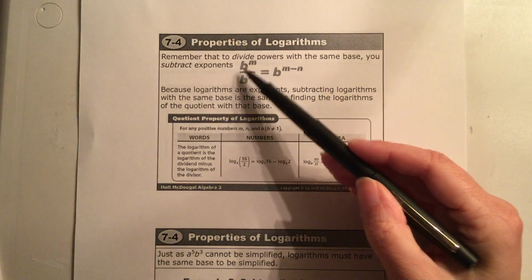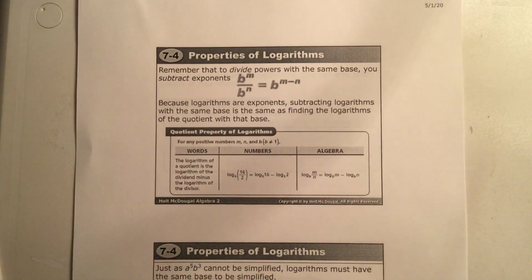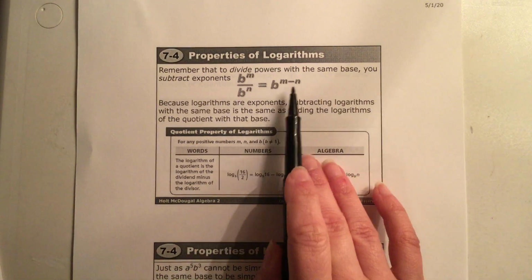Okay, now here is another property. Same thing. You do not want the same base on both the top and the bottom of a fraction. Remember, fraction means division. And we learned back when we were studying exponents that division goes with subtraction.